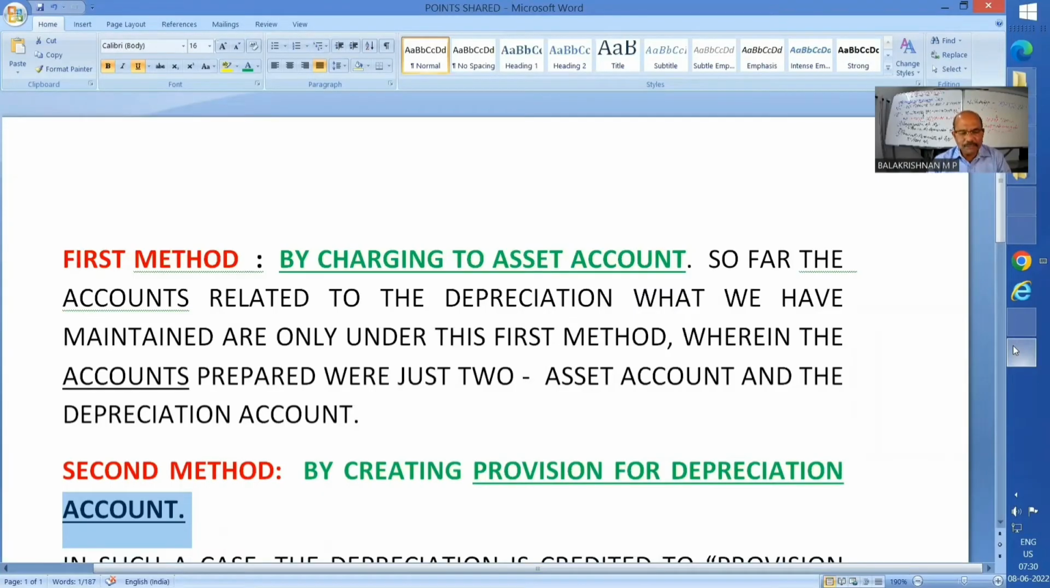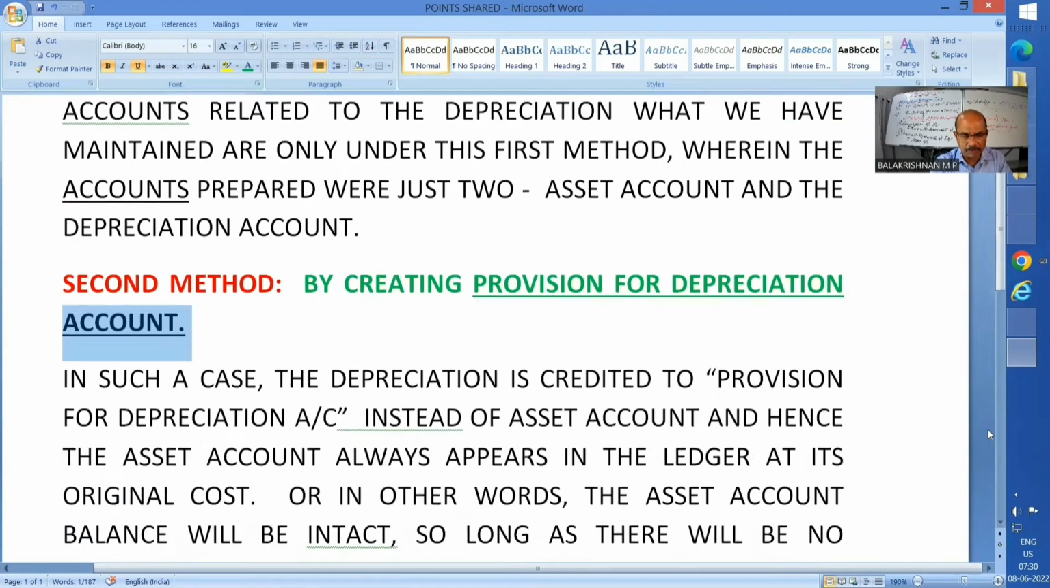Well, students, I have already given you a fair idea about the difference between the first method and the second method of recording depreciation. Now, let me share some detailed notes also with you. Well, first method, by charging to asset account. So far, the accounts related to depreciation that we have maintained are only under this first method, wherein the accounts prepared were just 2, asset account and the depreciation account.